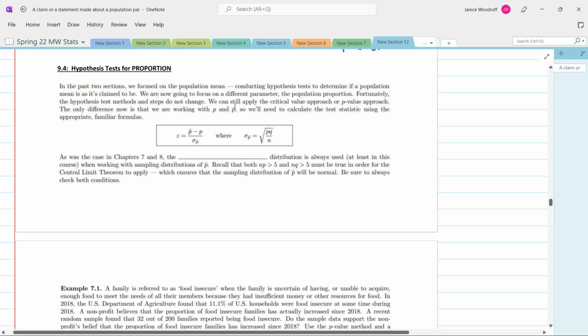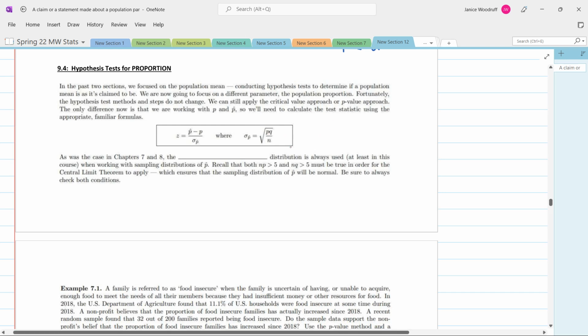the steps are not going to change, just kind of reading through this. You can still use the p-value, and now we're using these calculations. So for the z-value, you're doing p hat minus p over the standard deviation of p hat, where that standard deviation of p hat now is this calculation. So really, in each section, the calculation for standard deviation is different. So you have to figure out how it's given.